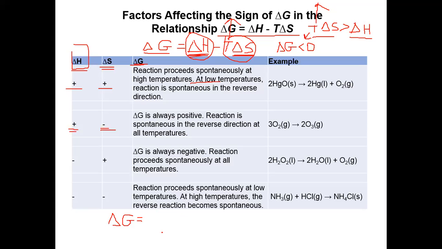But let's just look at the equation first. Since delta H is plus, we just write delta H. Then after this, it goes like minus T, but now with delta S we have minus. So it means that we need to multiply this T by minus delta S.